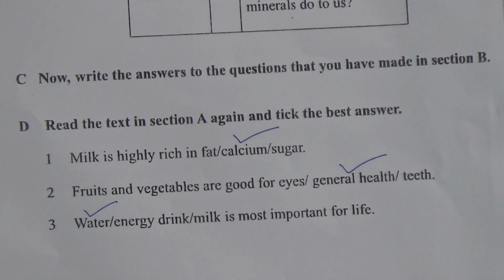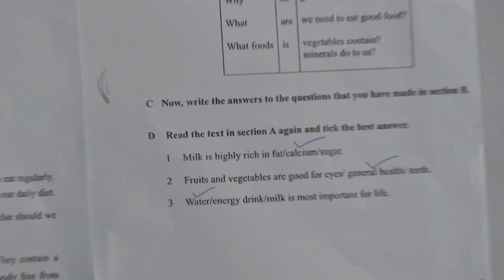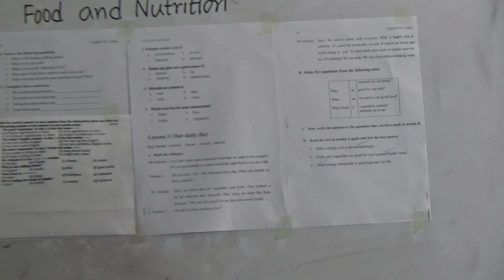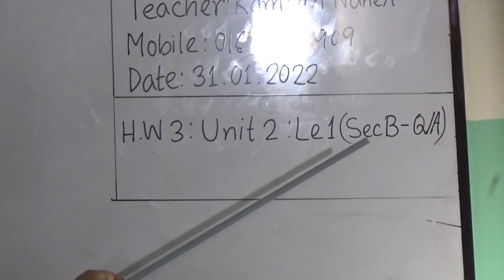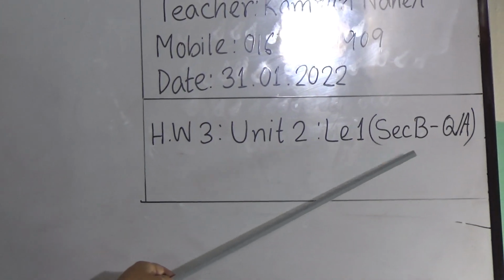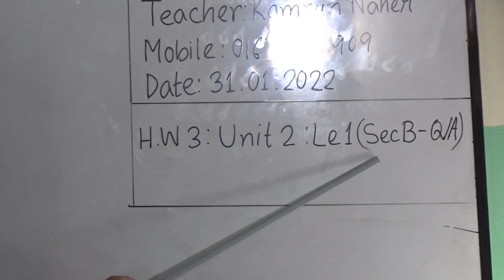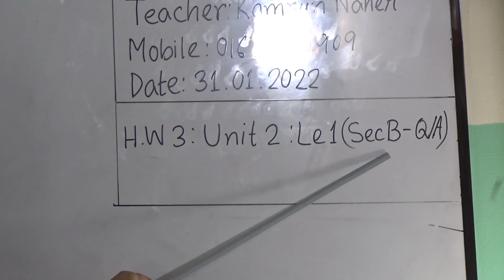So, that is all for today, dear students. You will go through lesson 1 and lesson 3 from unit 2 and you will do your homework. This is your homework number 3. You will do unit 2 lesson 1 section B, that means question answer, as your homework.